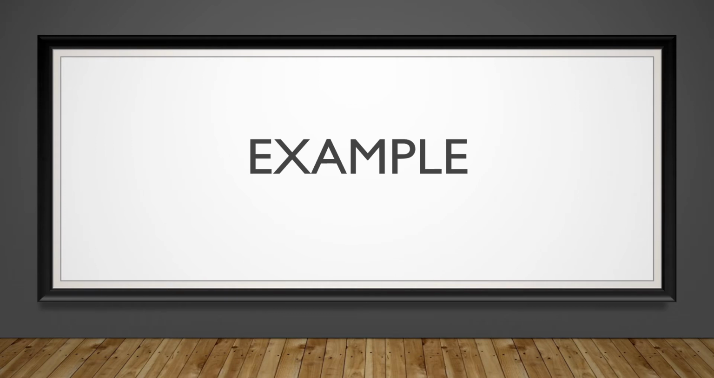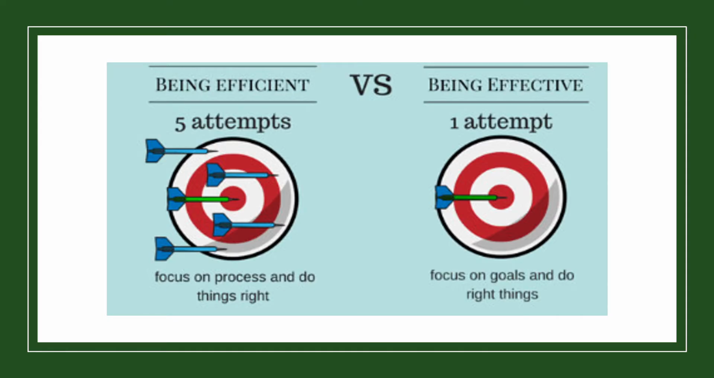Then, example. So, now I will tell you about the example. So being efficient means this is a game we all have played. So being efficient means 5 attempts. So focuses on the process and procedure and do the things right. But being effective means in only one attempt you reach your goal. So your focus is on your goal and do right things. So this is a very easy example to understand. Like being efficient means you focus on your process, but in effective you focus on your goal.